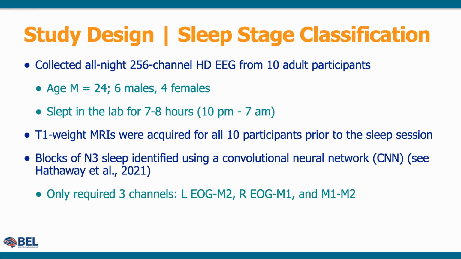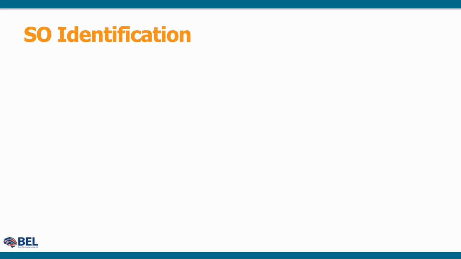And then the blocks of N3 were identified using a convolutional neural network. You'll see that when Evan gives his talk later in March, a deeper explanation of that neural network and what we use to classify our different sleep stages. One benefit of this neural net is that it only requires 3 channels in order to do the classification. So we'll go over slow oscillation identification.